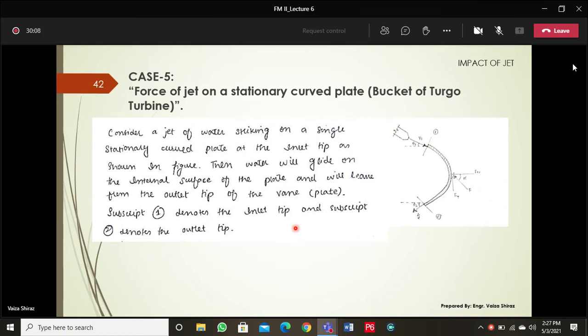So just for a review, if you can recall, in the case of the Pelton wheel, the jet is striking normally at the center of the bucket on the splitter, while in the case of the turbo turbine, water will enter the bucket from one end. In this case, we are considering a stationary curved plate, and this is similar to the bucket of the turbo turbine. It is similar because the jet is entering from one direction and leaving from the other end. So consider a jet of water striking a single stationary curved plate.